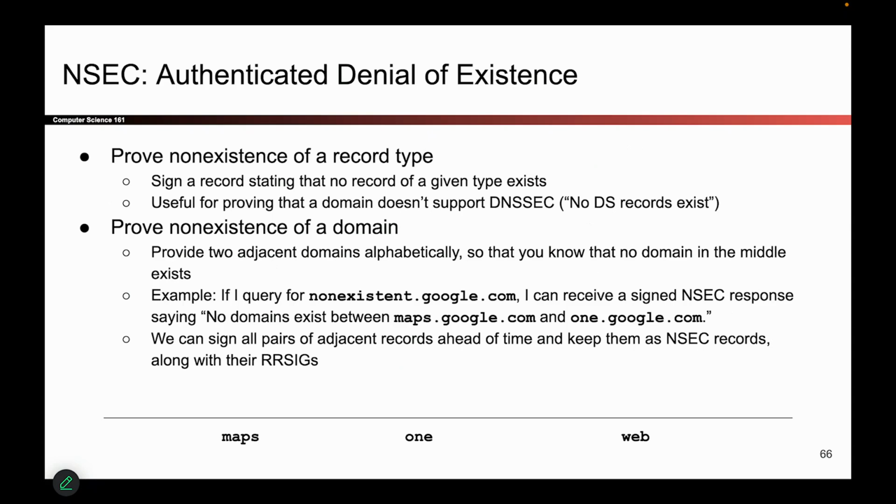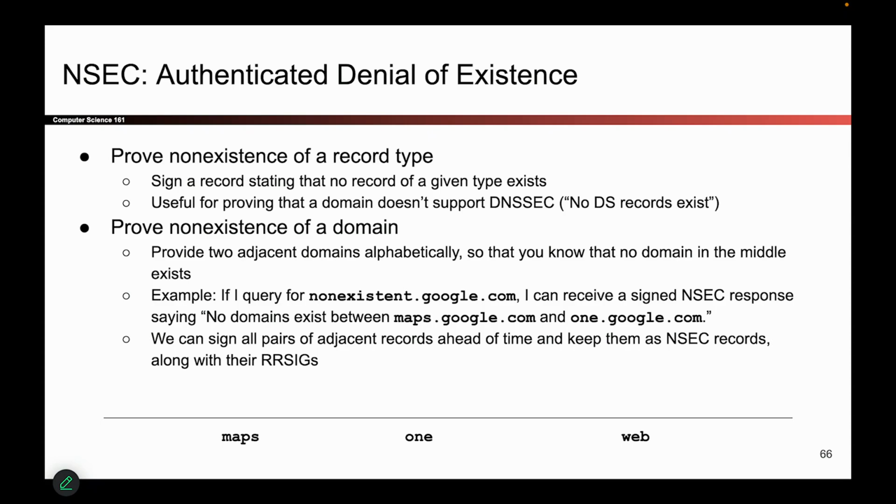So this is the solution. It's called NSEC. And the idea to prove non-existence without having to sign every single non-existent domain ahead of time is to sign ranges of domains.